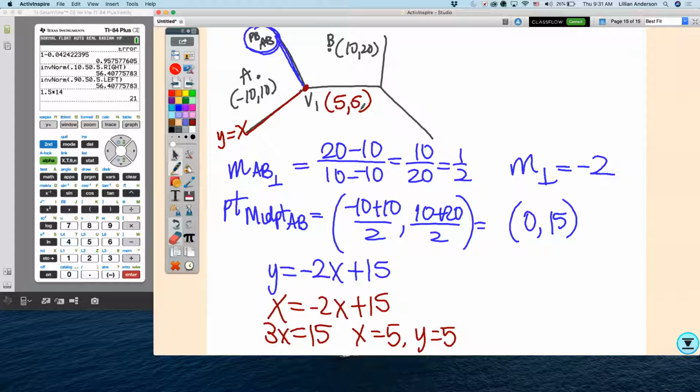Sure. It says to find the optimal position for a new bookstore so that it's far away from all the other bookstores. Is that what A, B, C, D were? Yes. The last part. All right. So in part C, you were asked to find the optimal position to put a bookstore so that it was the furthest away from all the other bookstores.